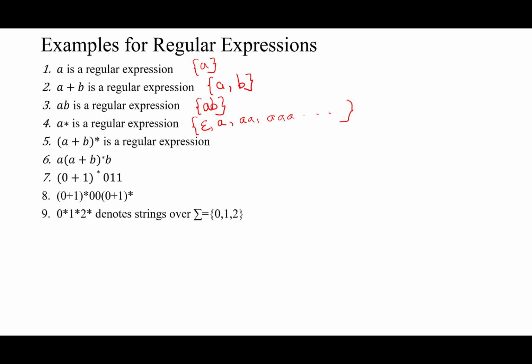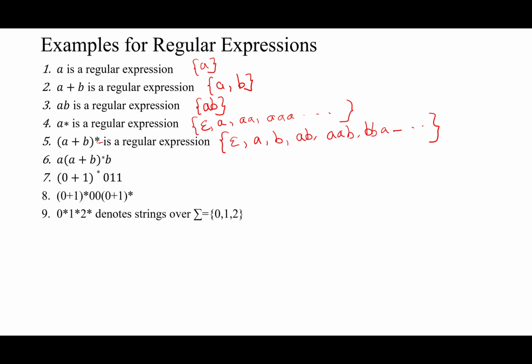Then (A plus B) the whole star is a regular expression. It represents all the combinations of A's and B's. Here there is a Kleene closure, so it will represent the empty string also. So epsilon, A, B, AB, AAB, or BBA. These are some example strings here.